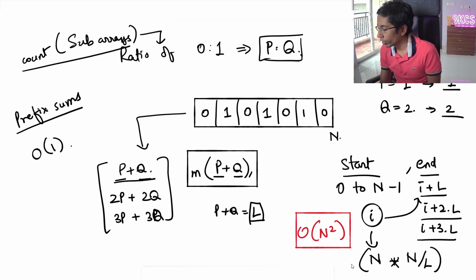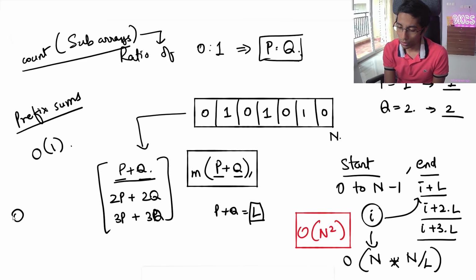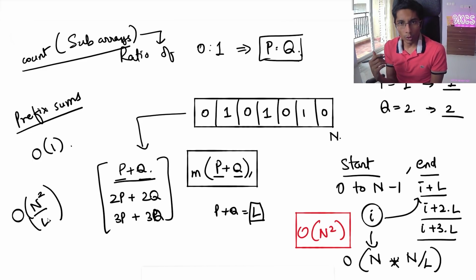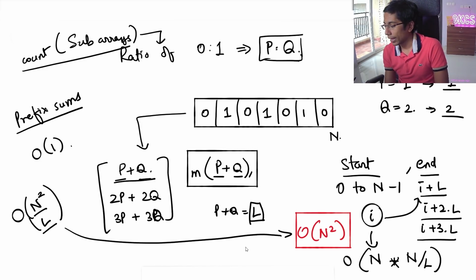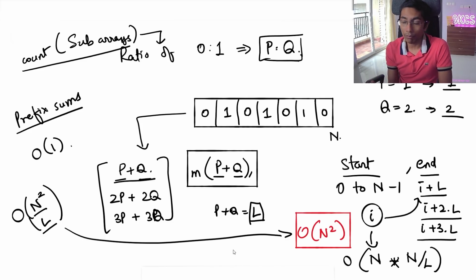And so the order complexity of this is going to be order n square by L, which is better than order n square. But because L is an input to the question and L can be small, like L can be, let's say, 2 or 3, this is almost as bad as the brute force approach. It's faster, definitely, in practice, but asymptotically it's not making much of a difference.